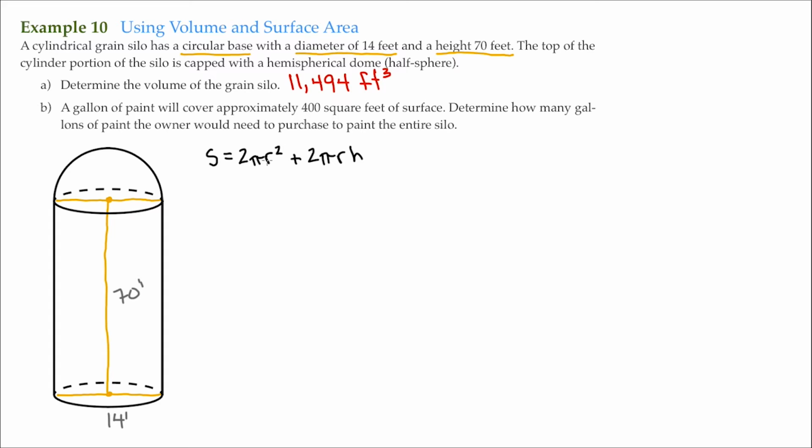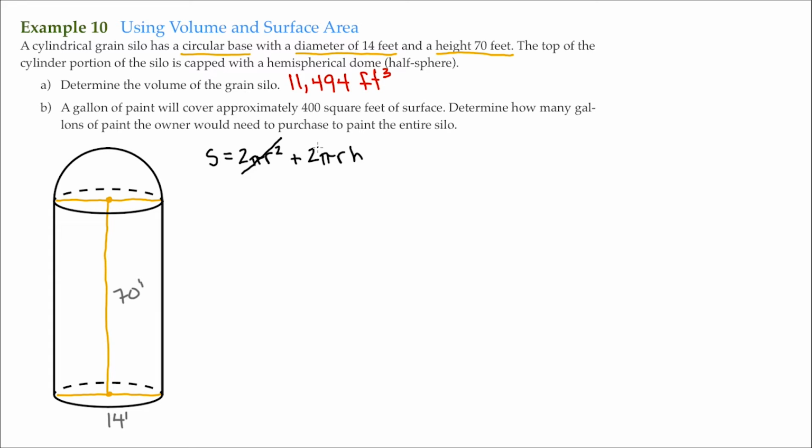However, we don't need to find that. We certainly aren't going to be painting the bottom. And the top is open because it's capped off with this dome. So we don't need this portion. We only need this portion, the 2 pi r h. And you know that 2 pi r, this portion right here, that's the circumference of a circle. So why do we need a circumference?